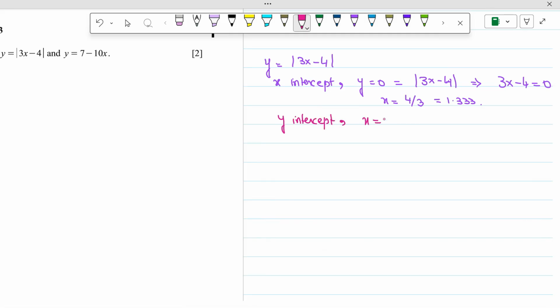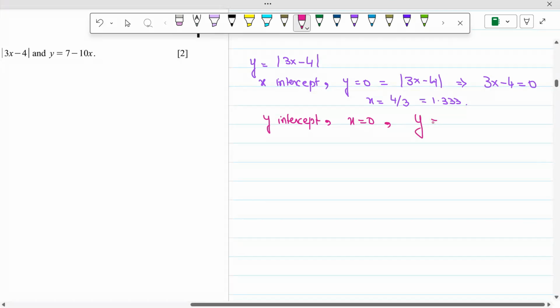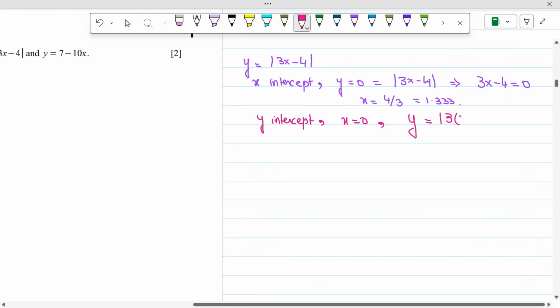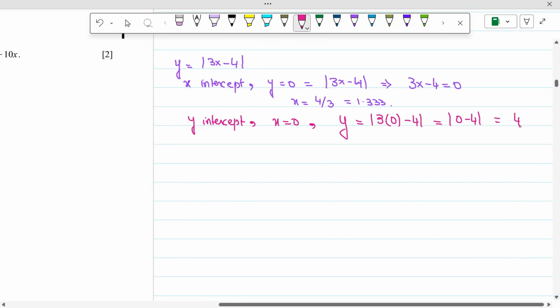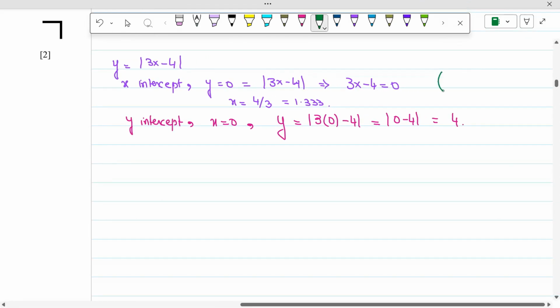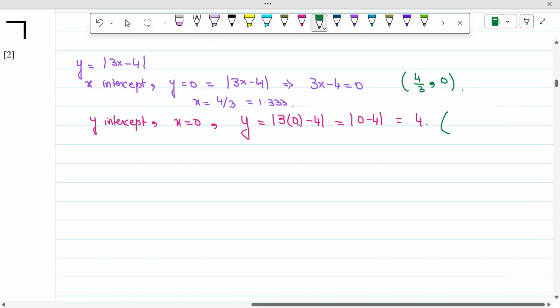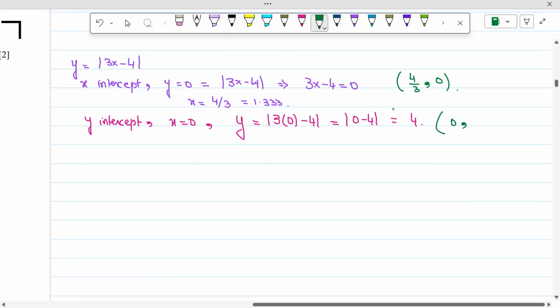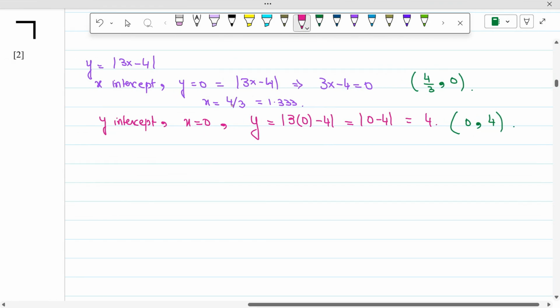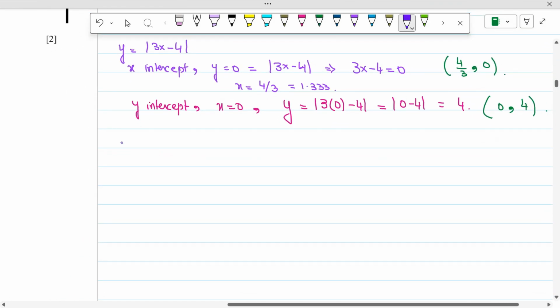So we will plug in x equal to 0. So we will have y is equal to the absolute value of 3 times 0 minus 4, which is equal to the absolute value of 0 minus 4, which is equal to 4. So in this case, we will have the point with x coordinate 4 over 3 and y coordinate 0. And we will have the point with x coordinate 0 and y coordinate 4.